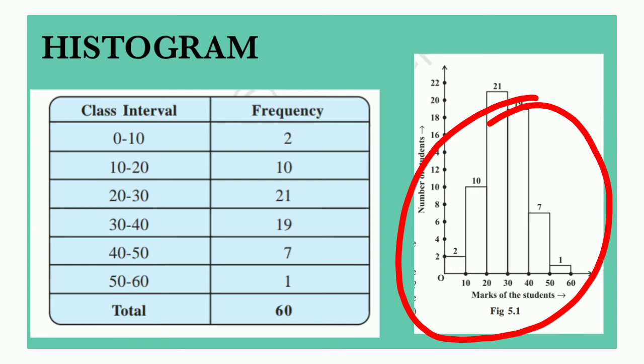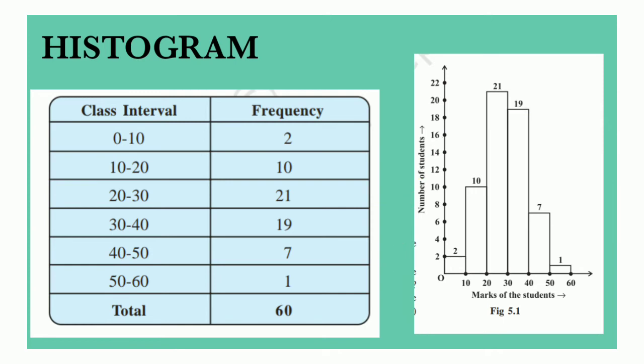How many frequency? 2. So we draw the first rectangle 2 and write it above the rectangle. 10 to 20, next rectangle, above we write 10, next 21, next 90, next 7, and next 1. So this is called a histogram. You observe that there is no gap between any two rectangles. So this is called a histogram.